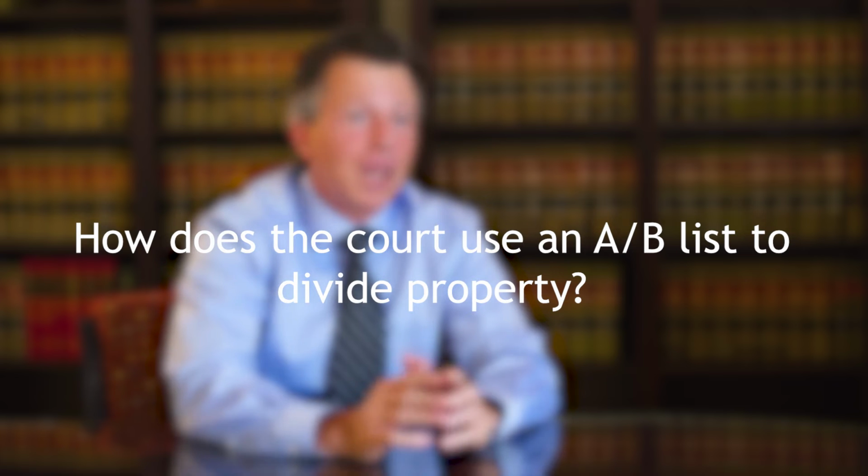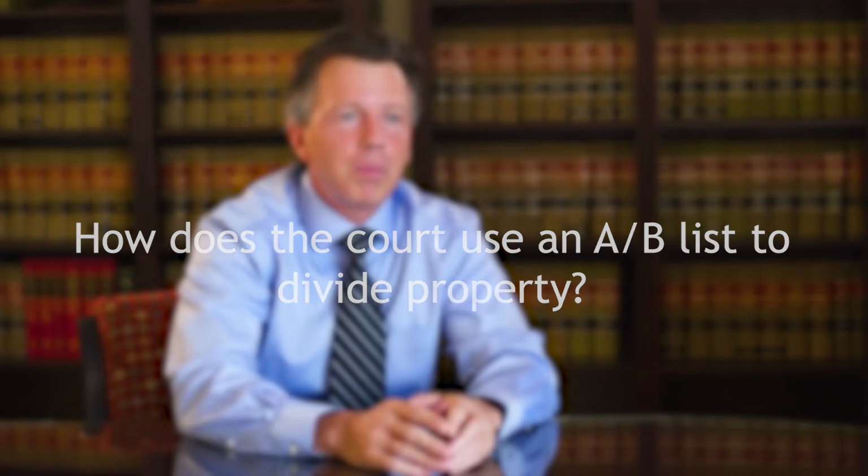How does the court use an A-B list to divide property? So you have all of this personal property: clothing, furniture, appliances. How do you actually get that divided?